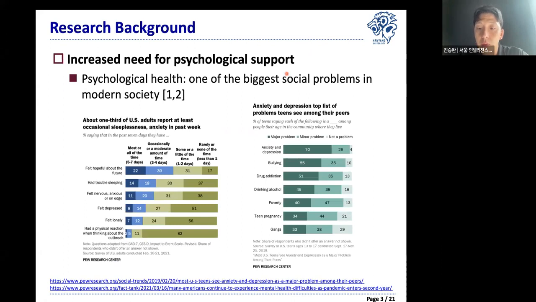Our research background is the increasing need for psychological support. According to the survey results from Pew Research, teenagers and adults are experiencing stress, anxiety, and depression. Psychological health is one of the biggest social problems in modern society. Therefore, it is becoming important to diagnose these mental illnesses early on.